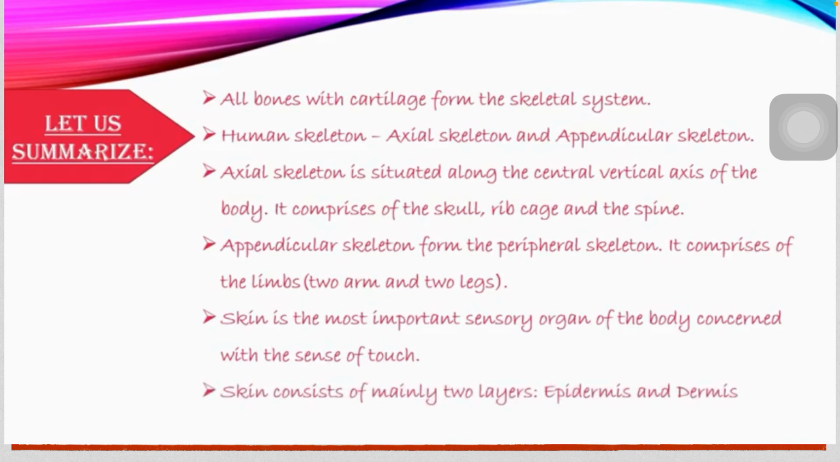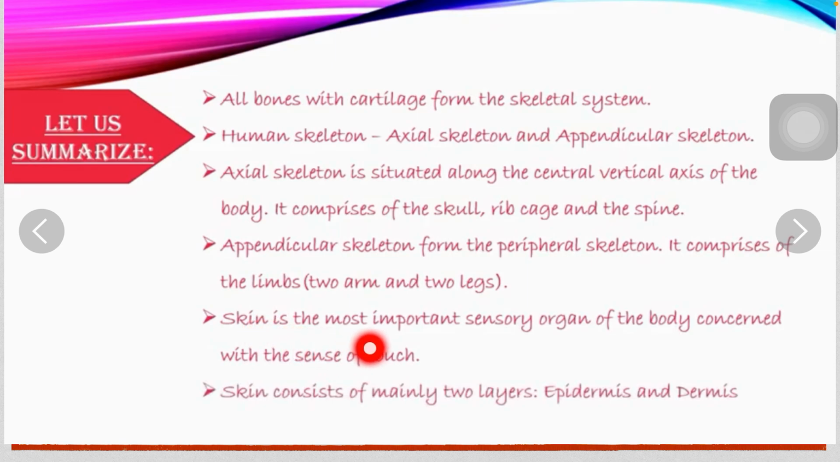Students, let us summarize now what we had discussed in this virtual session. All the bones with cartilage form the skeletal system. Human skeleton consists of axial skeleton and appendicular skeleton. Axial skeleton is situated along the central vertical axis of the body. It consists of the skull, rib cage, and the spine. Appendicular skeleton forms the peripheral skeleton. It consists of the limbs, that is 2 arms and 2 legs.